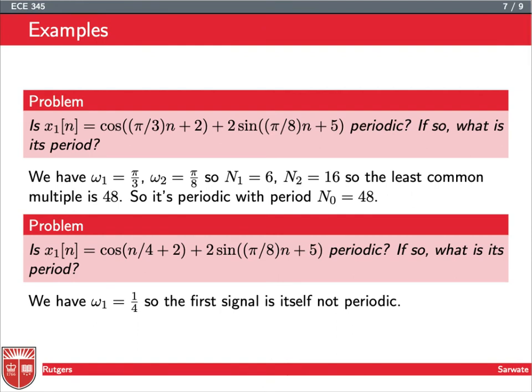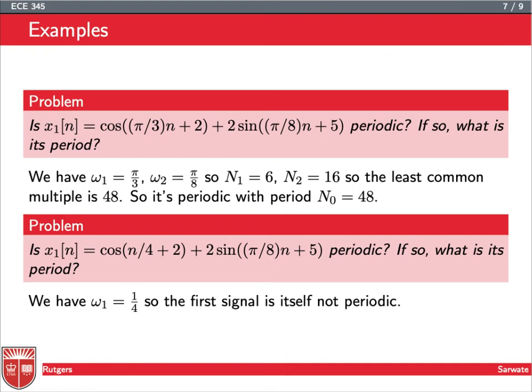So let's do some examples. Suppose we have a sum of two sinusoids: cosine of pi over 3 n plus 2 sine of pi over 8 n plus 5. What's the period of the sum? For the first one, we have omega 1 equal to pi over 3, which if I multiply by 6, I get 2 pi. For the second one, omega 2 is pi over 8, and if I multiply that by 16, I get 2 pi. So the periods are 6 and 16, and the least common multiple is 48, so it's periodic with period 48.